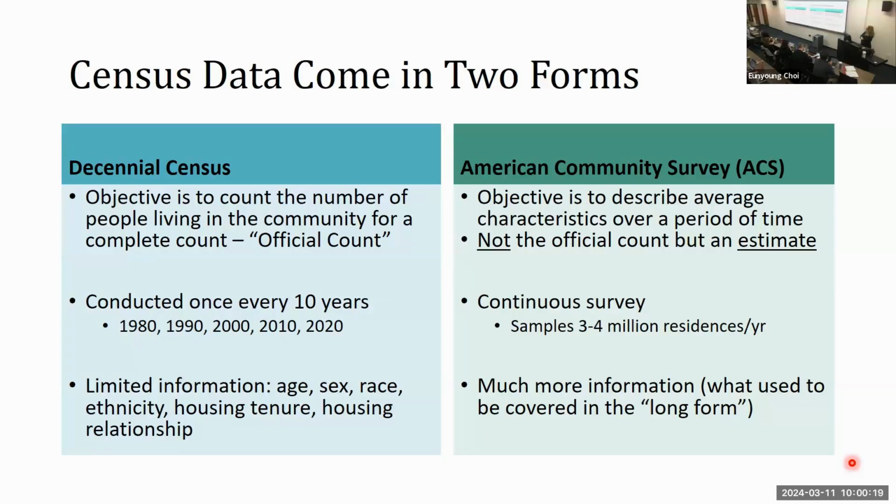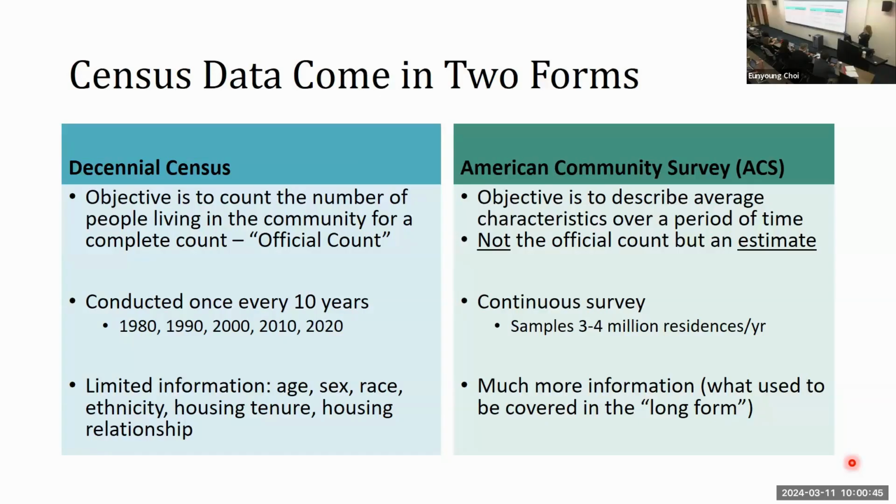Switching over to the ACS, the objective here is not to get a complete count. That's too expensive. Instead, it's a continuous survey that samples like 3 to 4 million residences a year. They do something like 300,000 a month. So it's not an official count, and more importantly, what you need to understand is that it is an estimate, and so the census actually does produce errors with these files.